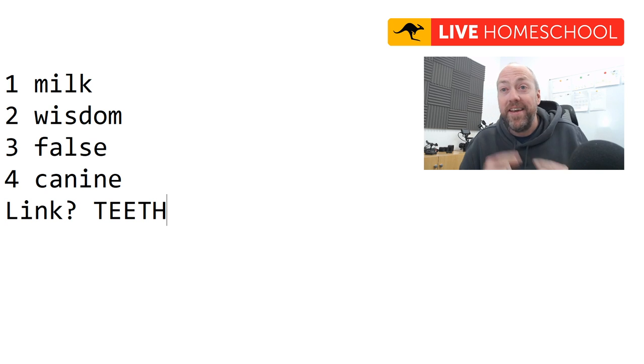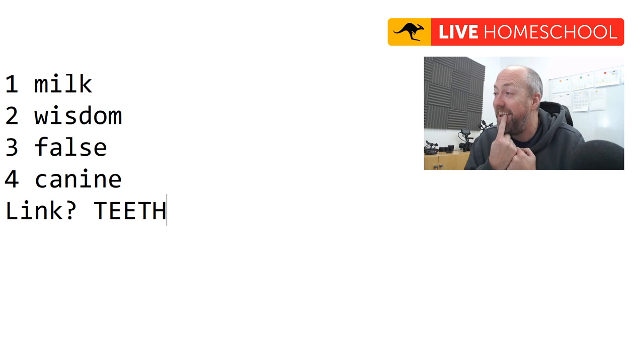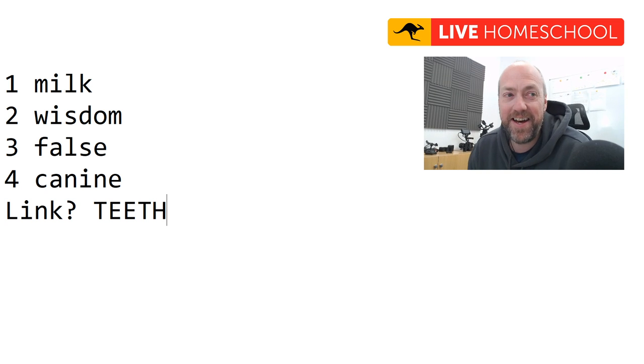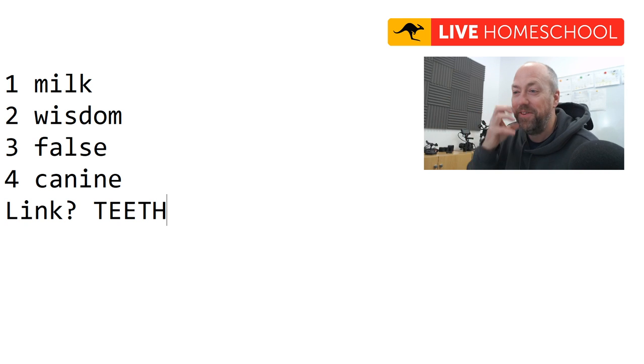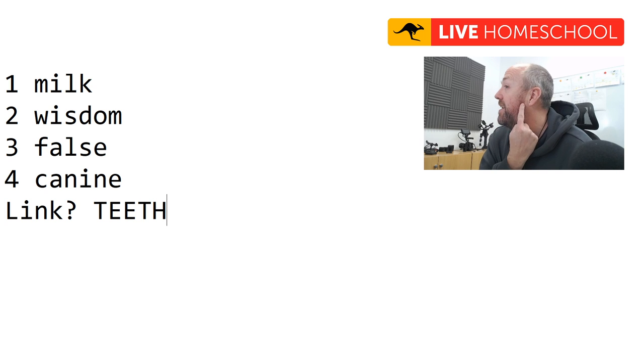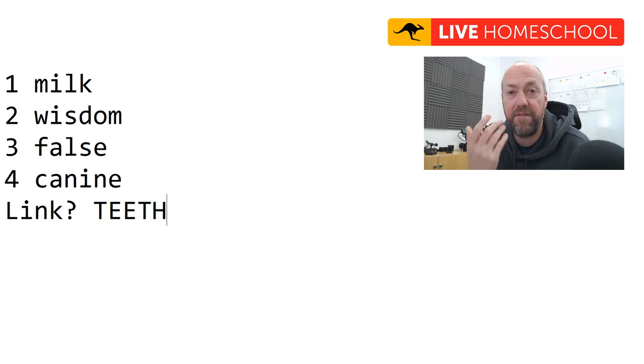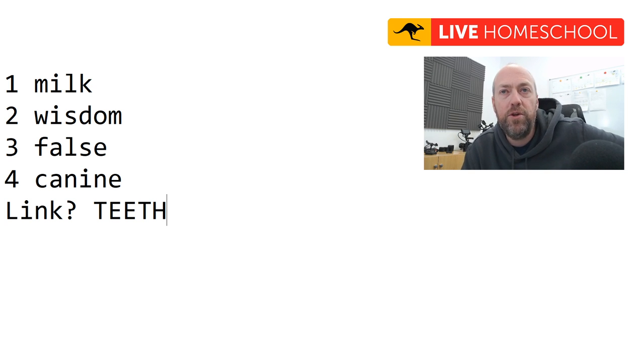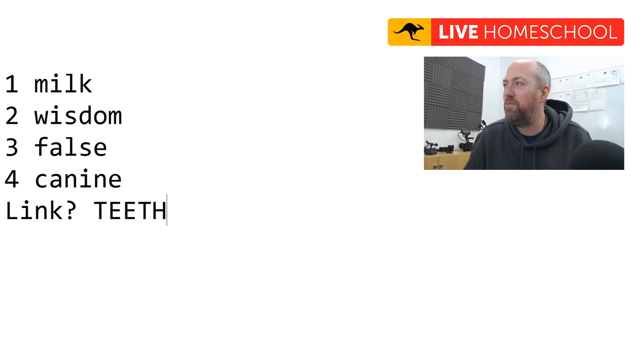So canines are these pointy teeth here, right? You know the pointy ones, the vampire teeth? They're your canines. Of course, false teeth are the teeth that you take out at night and put next to your bed. Wisdom teeth are the teeth at the back that a lot of people have to have removed. And your milk teeth are the teeth that fall out when you're a child, before your real teeth come in. So that was good. Good, guys, really good.